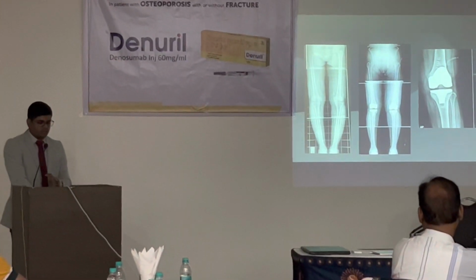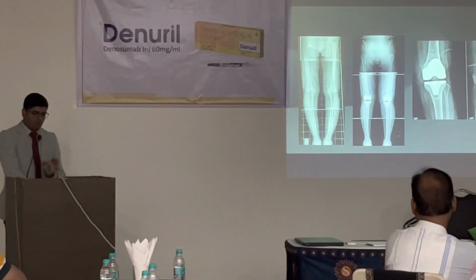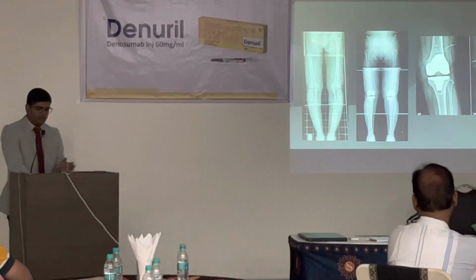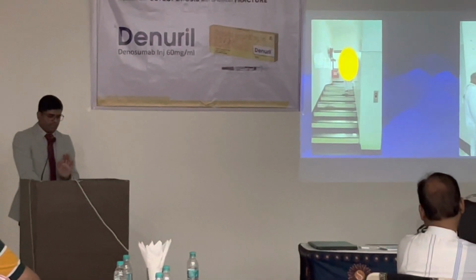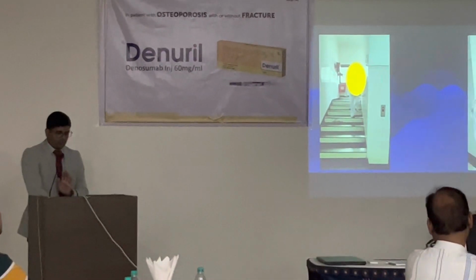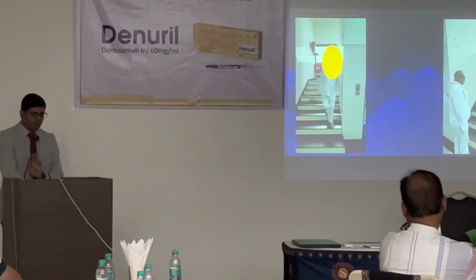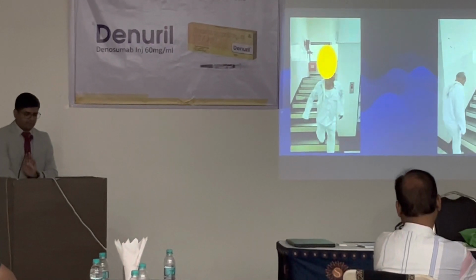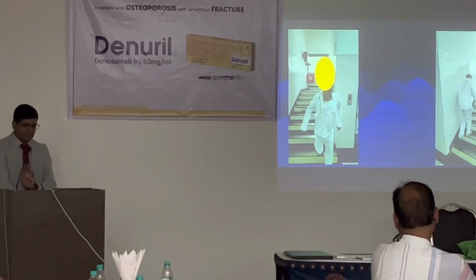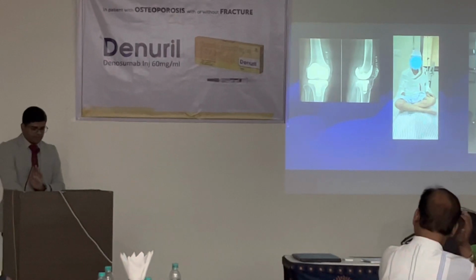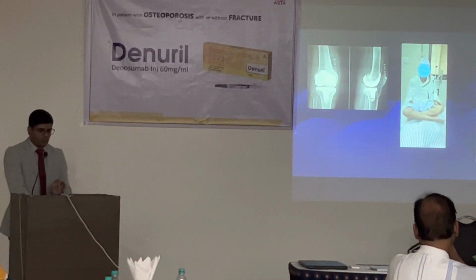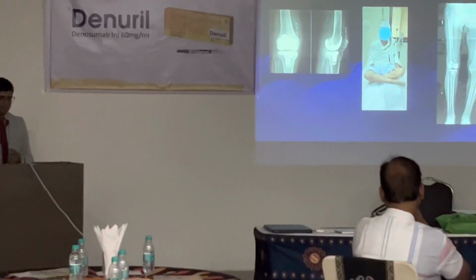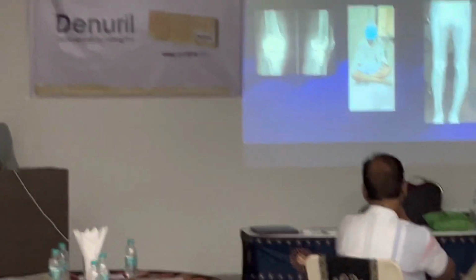This is another case. This is a simple varus of almost 12 to 15 degrees, which got corrected to almost neutral. This is the AP. This is his gait within 4 weeks. This is his stair climbing. Another patient, this has been done recently. This man was able to sit cross-legged within 4 weeks. I got a correction of almost 15 degrees.